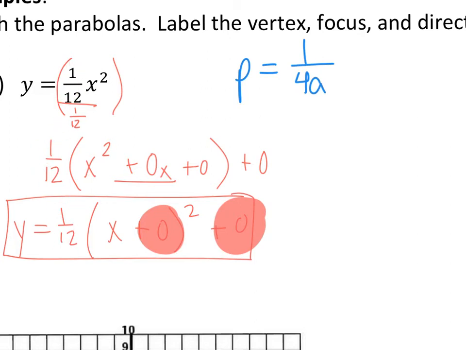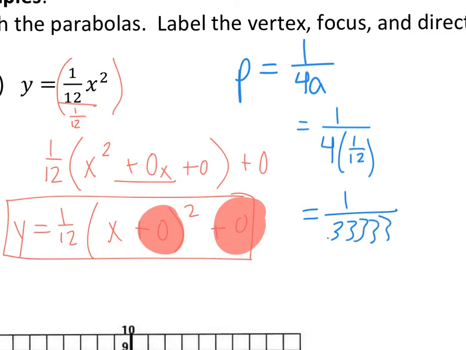1/12. So we're going to substitute 1/12 in for a. The easiest way to do this is just to do 4 times 1 divided by 12. Get your calculator out and do 4 times 1 divided by 12, and you get about 0.33333333. Don't worry about that. Once you have that, you just do 1 divided by 0.33333.